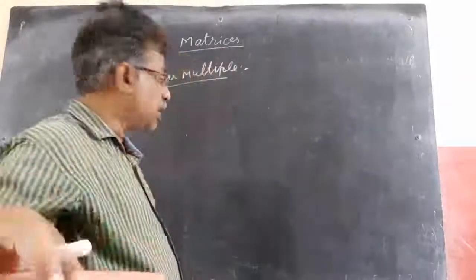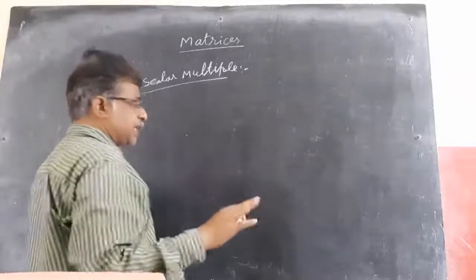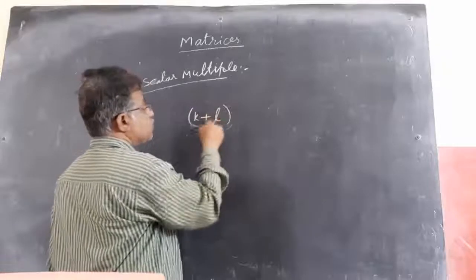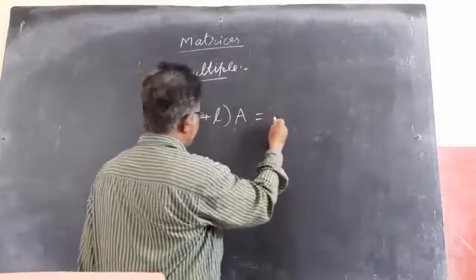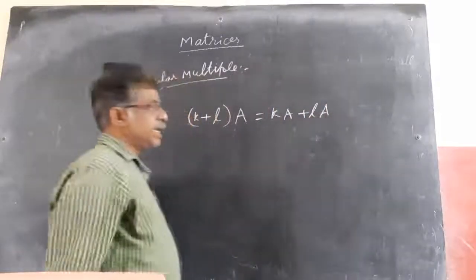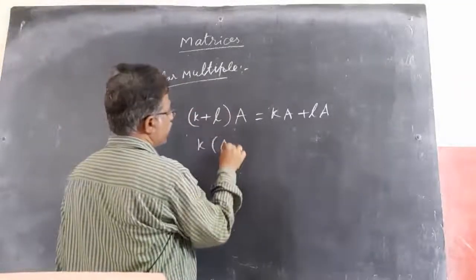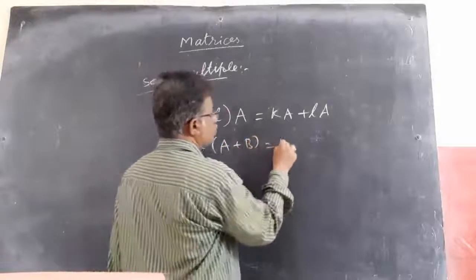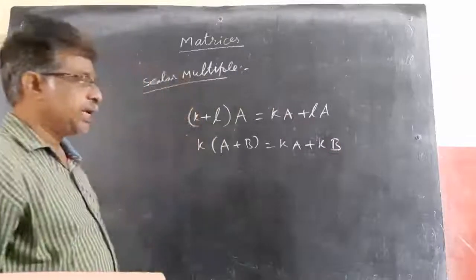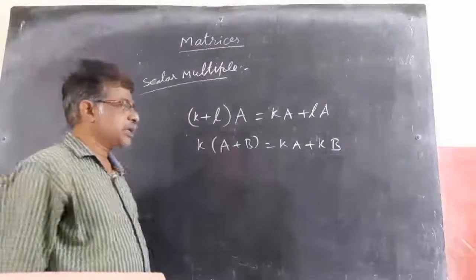Some properties of scalar multiple. If I am multiplying A with some k, every element should be multiplied with k. So distributive is applicable here. If there are two scalars, K plus L into A equals kA plus LA. And K into A plus B equals kA plus kB. You can apply the scalar multiplication properties.